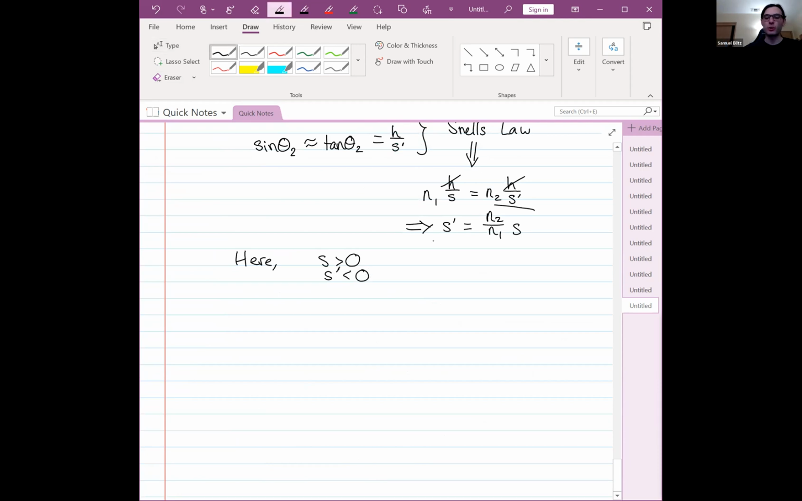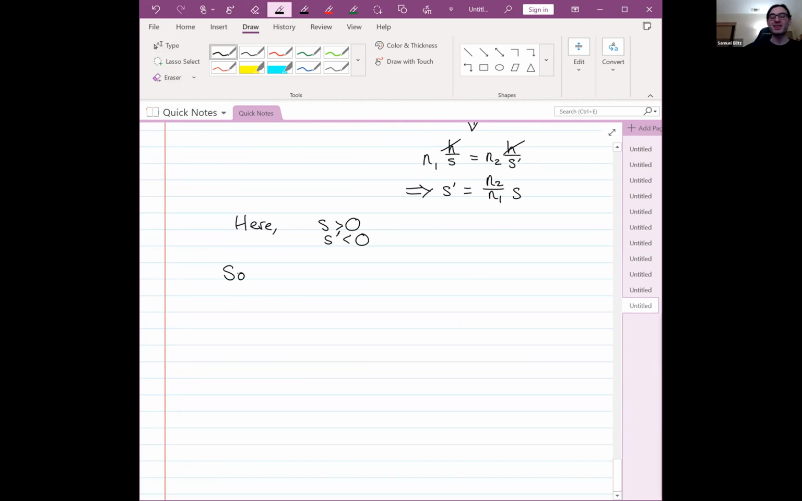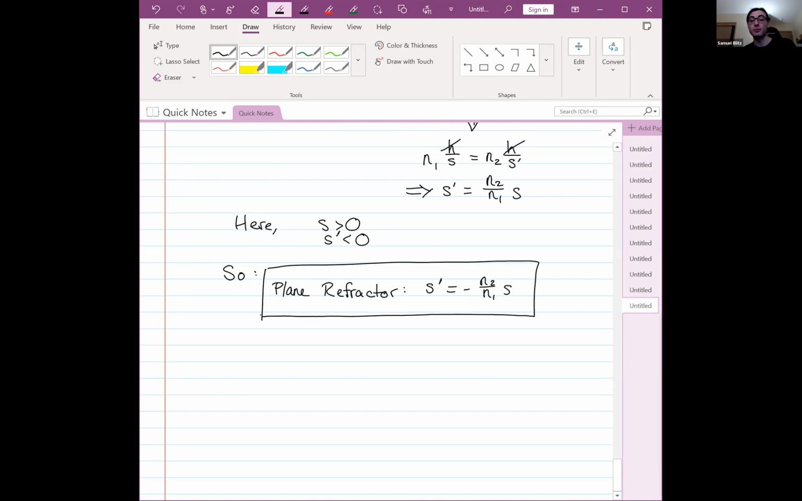So remember, this equation is just about magnitudes. It's just about absolute values. So if we want the actual equation, we can combine a measurement or an equation about magnitudes and statements about sign to get the formula for the plane refractor. For the plane refractor, we have that s prime, the location of the image, is negative n2 over n1 times s. And we just found that using the small angle approximation and some geometry.